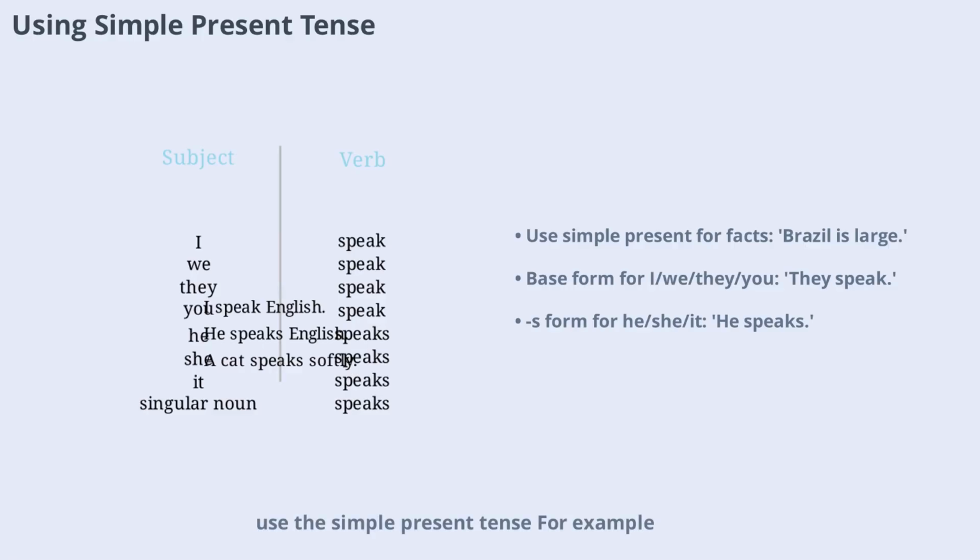When writing about facts that are still true today, use the simple present tense. For example, Brazil is the largest country in South America, or most people in Chile speak Spanish. The simple present uses the base form of the verb for I, we, they, and you, and adds s for he, she, it, or singular nouns. This tense helps make your statements clear and factual.